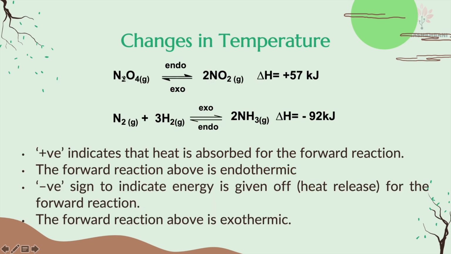For example, here you have N2O4 as the reactant becoming 2NO2 as the product. Given delta H is positive 57 kilojoule. When delta H is positive, the forward reaction, the arrow on top, must be endo. And for this one, delta H negative, the forward reaction must be exo. Positive indicates that heat is absorbed for the forward reaction, and the negative sign indicates energy is given off, meaning heat is released for the forward reaction.